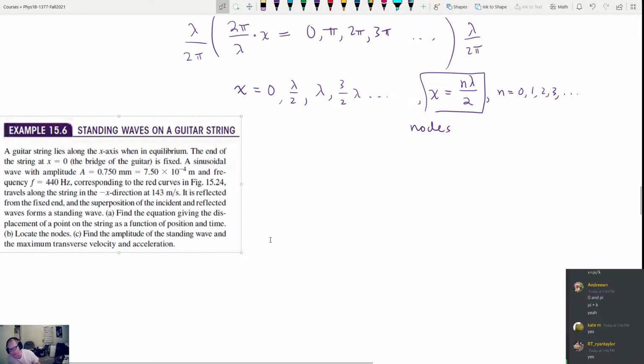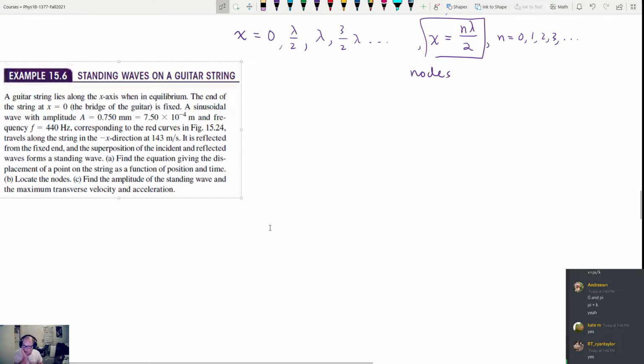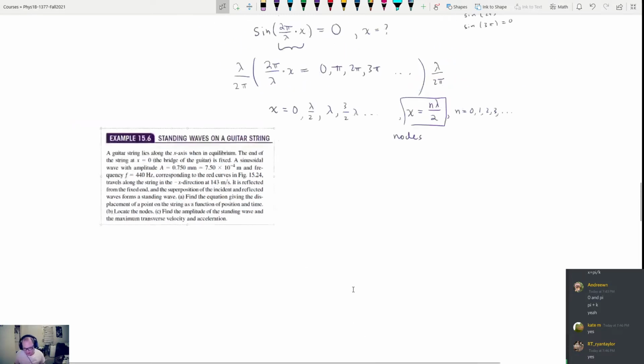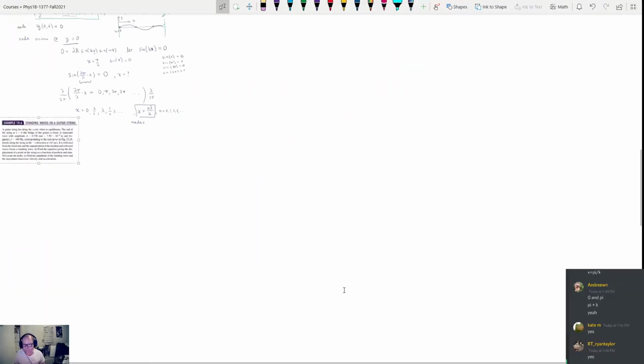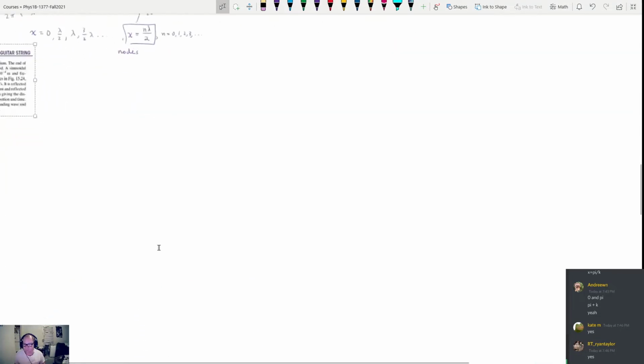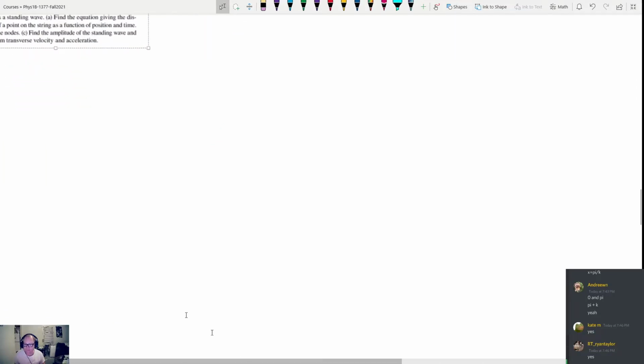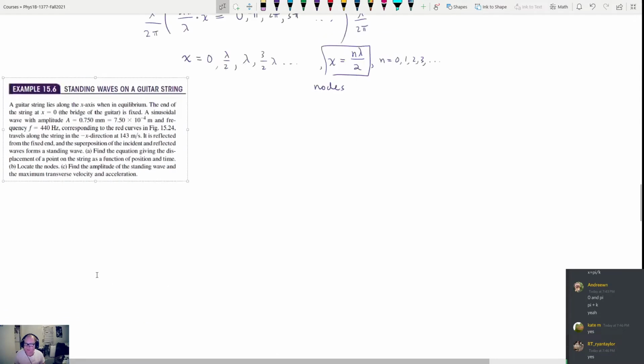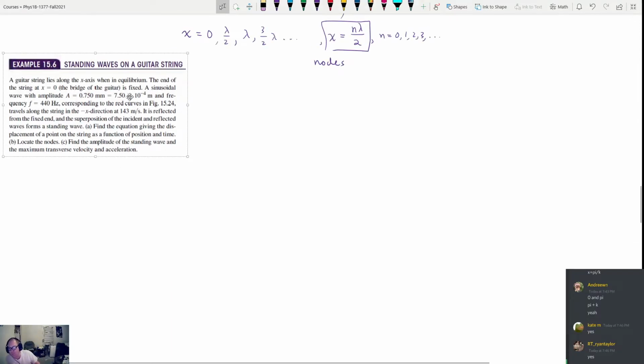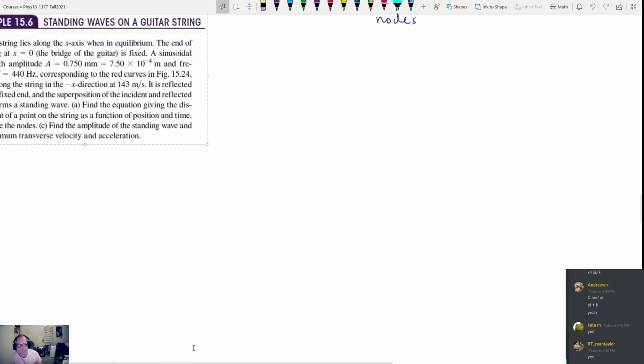Okay, so our problem says, a guitar string lies along the x-axis at equilibrium. The end of the string at x equal to 0, the bridge of the guitar, is fixed. A sinusoidal wave with an amplitude of this and a frequency of that, corresponding to the red curves in figure 15.24. I did not include that figure. Well, we're not going to worry about it because I think it's kind of large.